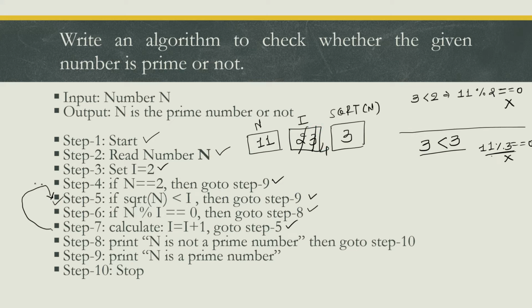Again we go to step number 5. What is step number 5? Square root of n. What is the square root of n? Which is 3. What is the value of I? Which is 4. Is 3 less than 4? True. Then which step will execute? Step 9. What is step 9? n is a prime number. You can see 11 is a prime number. Then stop. I hope you get this algorithm.